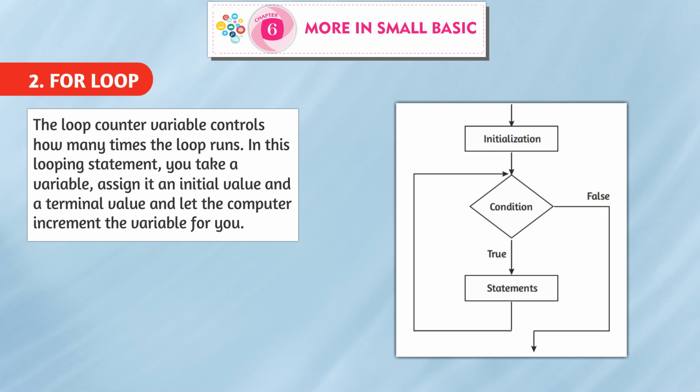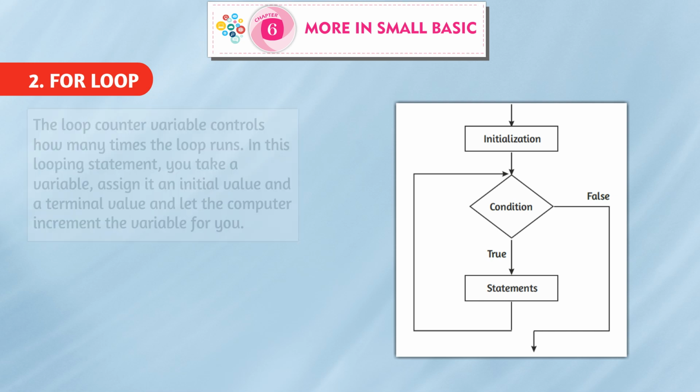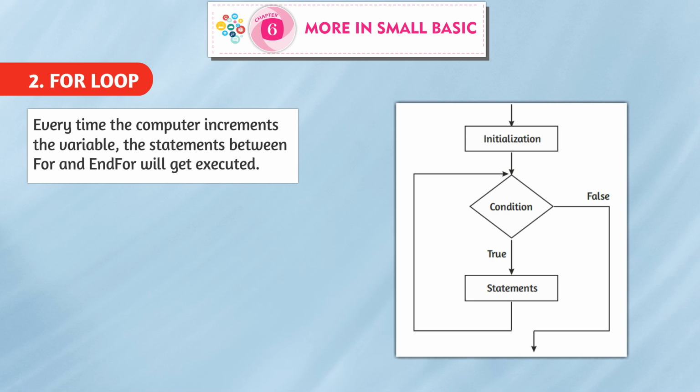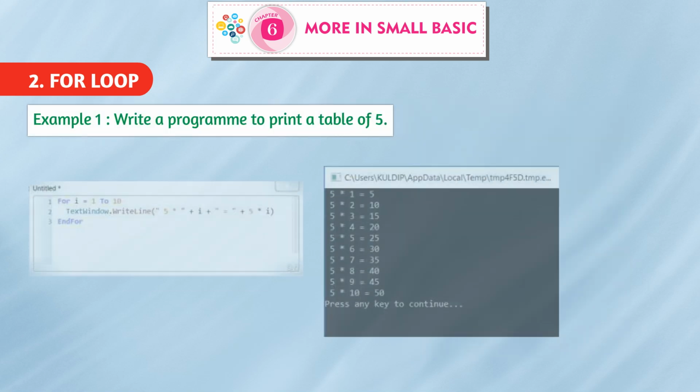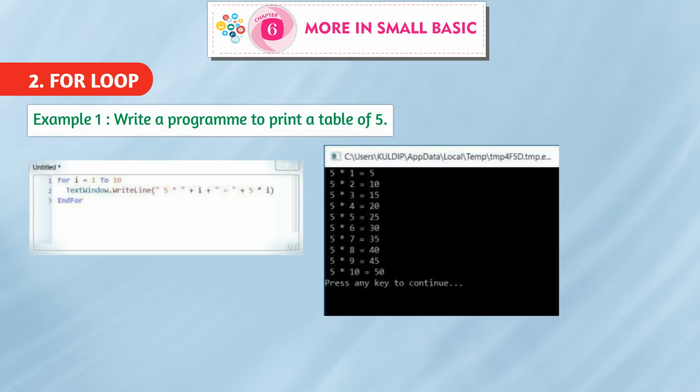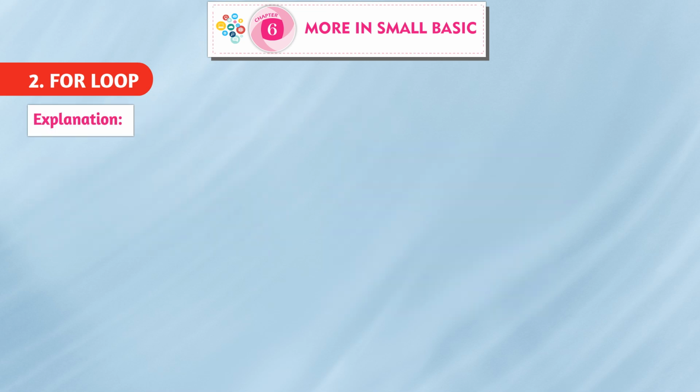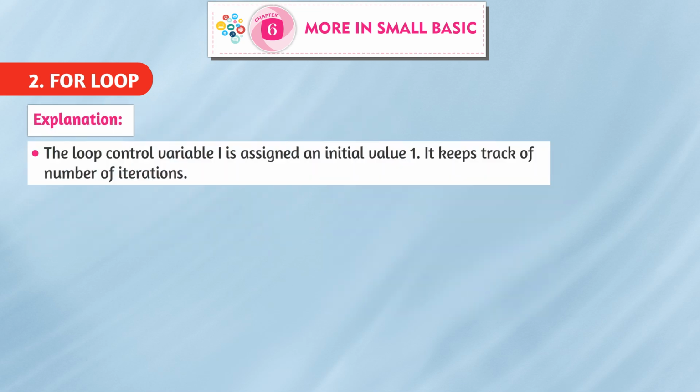The loop counter variable controls how many times the loop runs. In this looping statement, you take a variable, assign it an initial value and a terminal value, and let the computer increment the variable for you. Every time the computer increments the variable, the statements between For and End For will get executed. Flowchart. Example 1. Write a program to print a table of 5. Explanation. The loop control variable i is assigned an initial value 1. It keeps track of the number of iterations.